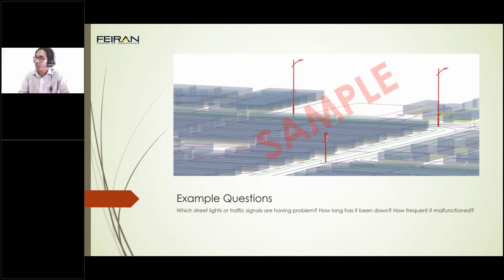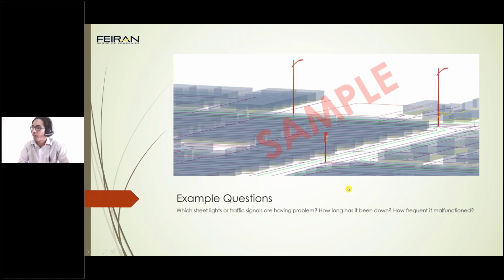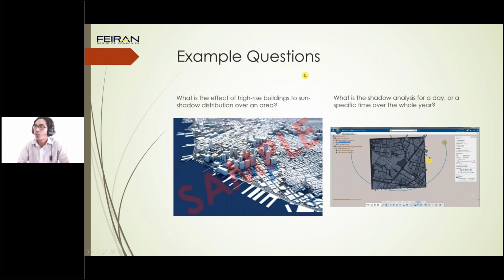I have enlarged the problematic street assets that are having some offline or error status in the asset status tag. So which street lights or traffic signals are having problems, or how long has it been down, or how frequently it may function? All of these questions can be answered by having a digitalized assets monitoring system, and the 3D representation makes the monitoring a lot easier because our focus is directly on the problematic area of the assets.